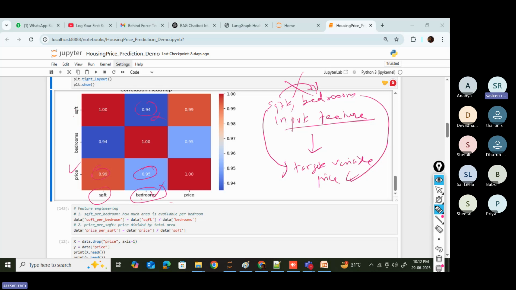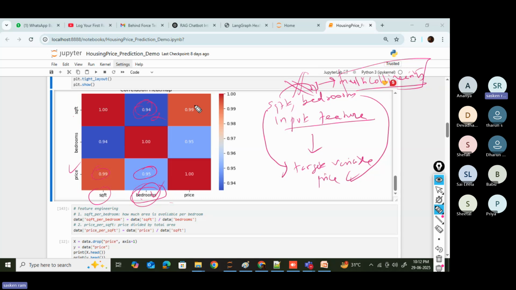If there is a correlation between the independent variables themselves, look here, the square feet and bedrooms, there is a strong correlation here. This is not correct. This is called multi-collinearity. In case of multi-collinearity, you are not supposed to continue with training the model.